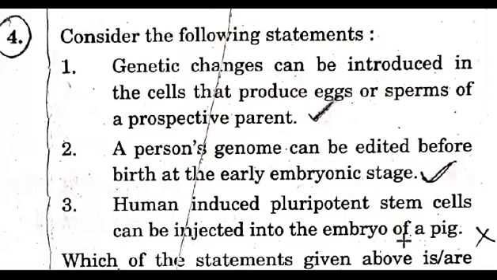That means it is talking about the cells of stratum germinativum. A person's genome can be edited before birth at early embryonic stage. Early embryonic stage means you can say morula, blastula. Rather, it would be morula, or maybe when it is a zygote. Human-induced pluripotent stem cells can be injected into the embryo of a pig.